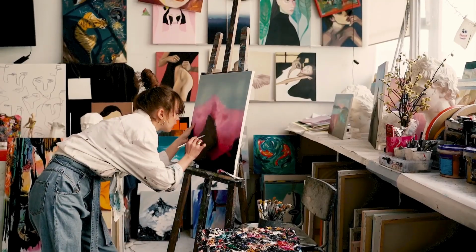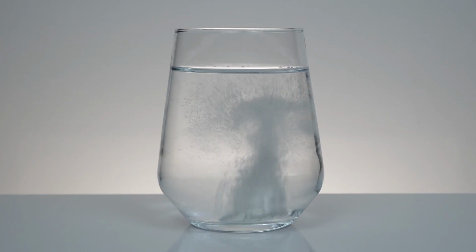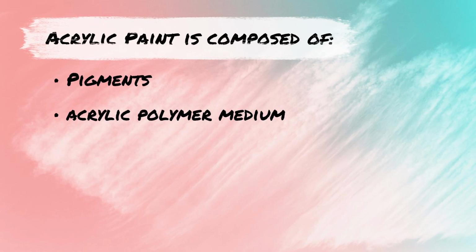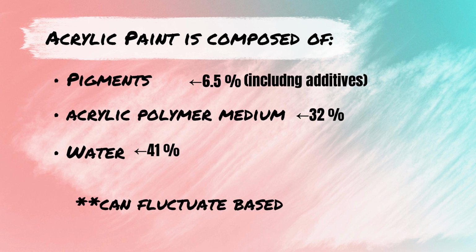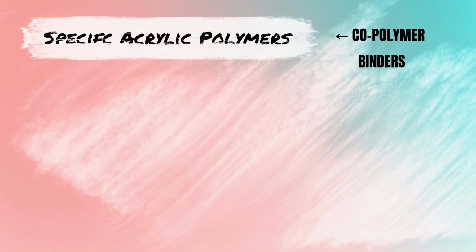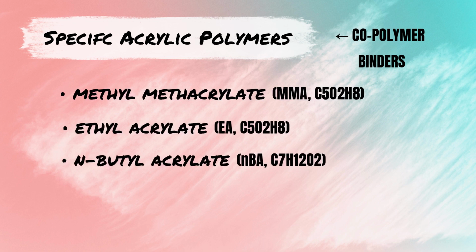Acrylic paint is more commonly found on canvas art in modern times because of its faster drying time, solubility in water, and widespread applicability to various surfaces, especially canvases. It is commonly composed of pigments, acrylic polymer medium, and water, with the ratio being about 41% water, 32% polymer binder, and 6.5% pigments, including additives, but can fluctuate depending on the company creating the art and composition of each paint color. The specific acrylic polymers, also known as copolymer binders, can include methyl methacrylate, ethyl acrylate, and N-butyl acrylate.